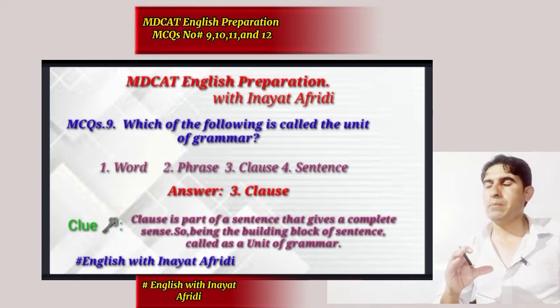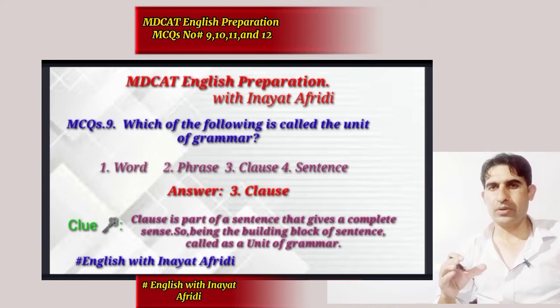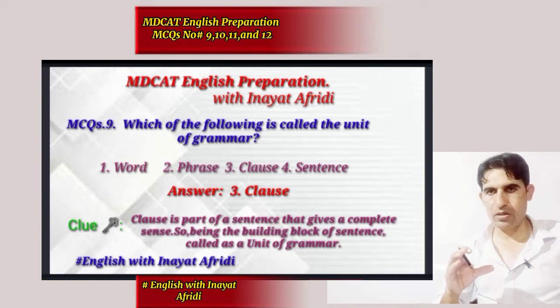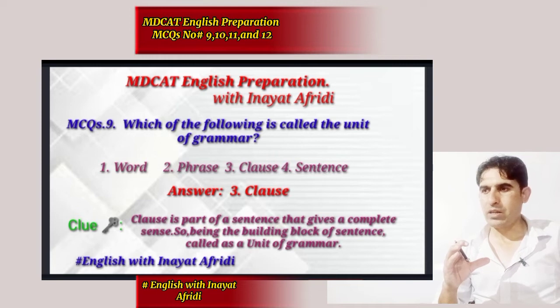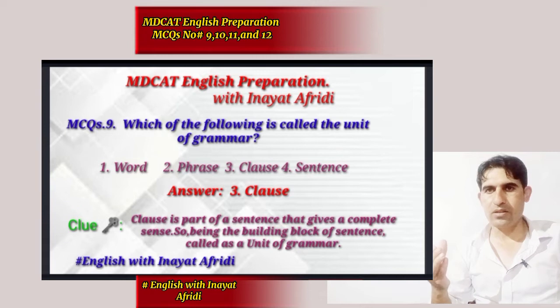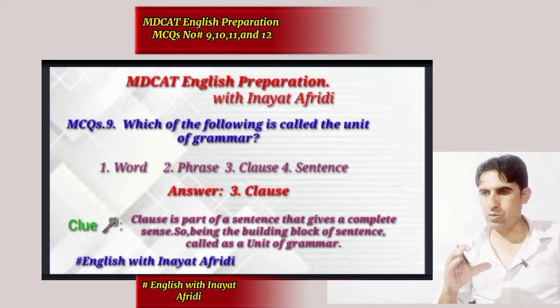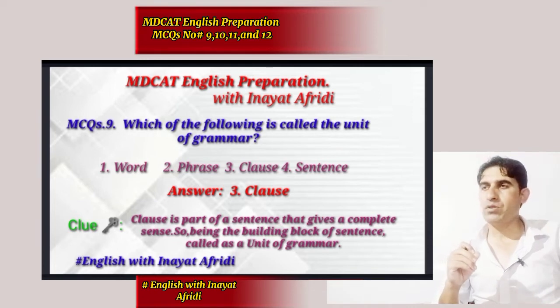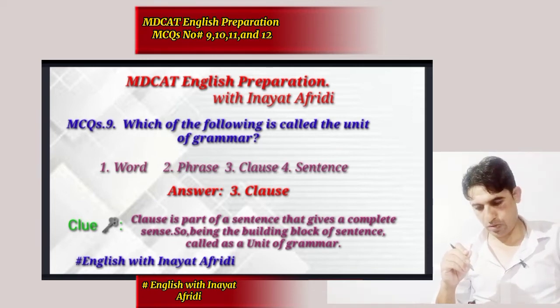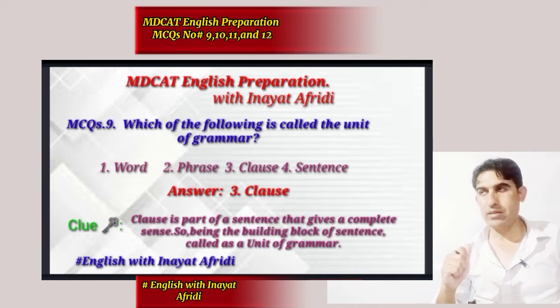Now, word, option number 1, and option 2, phrase, they cannot fit the statement. We don't agree with these two, and the reason is that the word and phrase are actually parts of a sentence which doesn't give complete sense or complete meaning. So based on this logic, word and phrases can't be the unit of the grammar. Now we are left only with 2 options. Option number 3, clause, and option number 4, sentence.